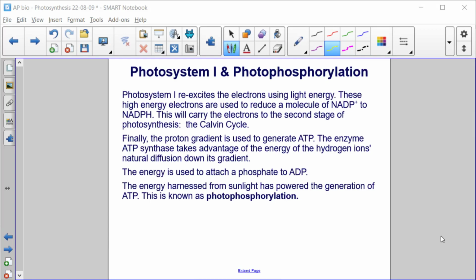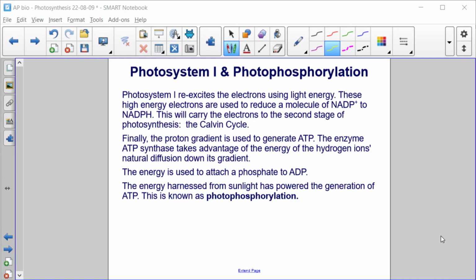Photosystem 1 and photophosphorylation are our next step. Photosystem 1 re-excites the electrons using light energy. Remember, they've moved from photosystem 2. That motive force worked to move some protons, but now they've used their energy. They have to be re-excited. These high energy electrons are used to reduce a molecule of NADP+ to NADPH. This will carry the electrons to the second stage of photosynthesis, the Calvin cycle.